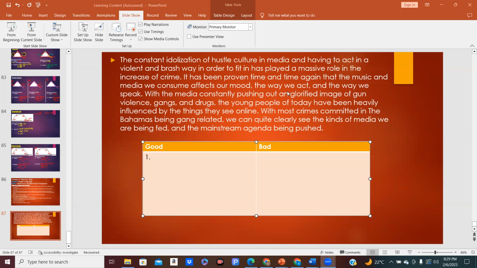Well, she said, like, we can quite clearly see the kinds of... Wait, no, that's the wrong one. She said that the young people of today have been heavily influenced by the things they see online. And then she said again, we can quite clearly see the kinds of media we are being fed. Yeah, I would say she has supporting details.